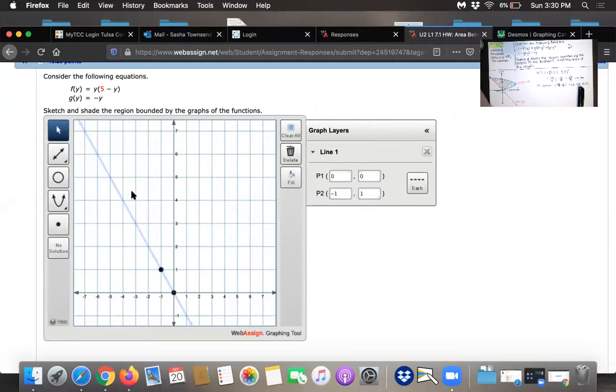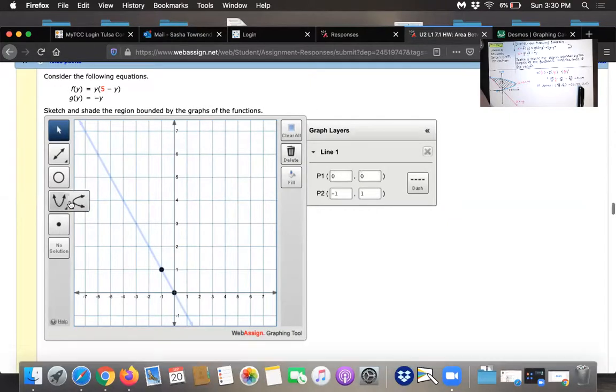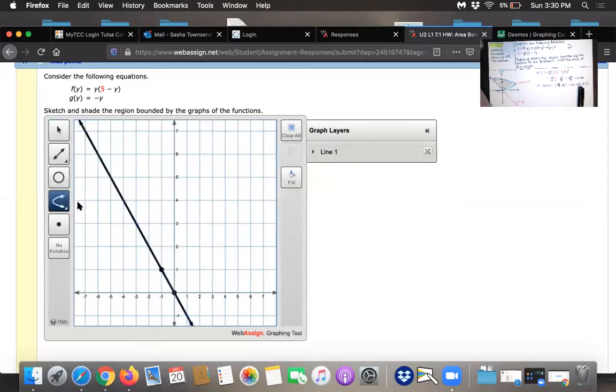Now when it comes to the parabola, I'll select the parabola tool, and I want the one that opens left and right. So I'm going to choose this little button on the right, and then I need to plot the vertex first. So I want to plot 6.25 and 2.5, which is kind of hard to do. We're just going to do the best we can. Won't let me, so I'll do that.